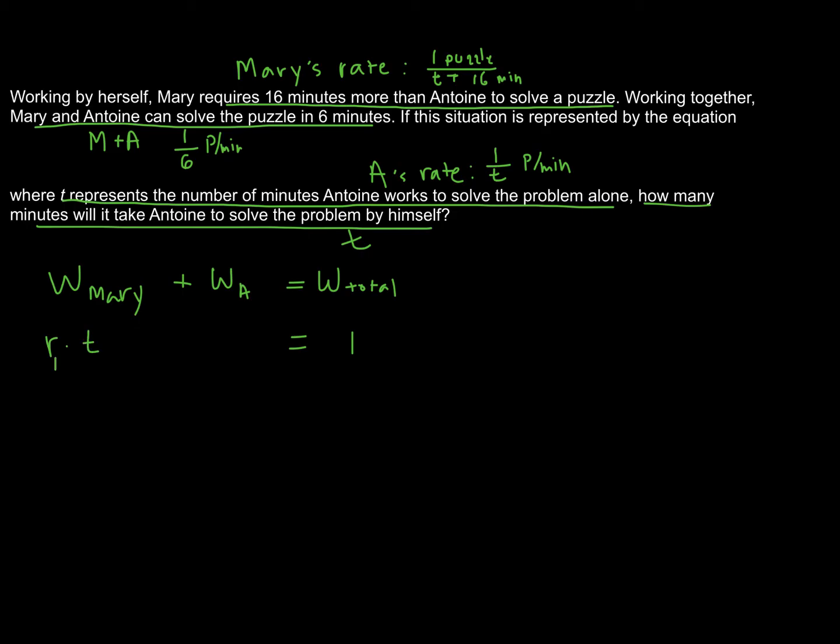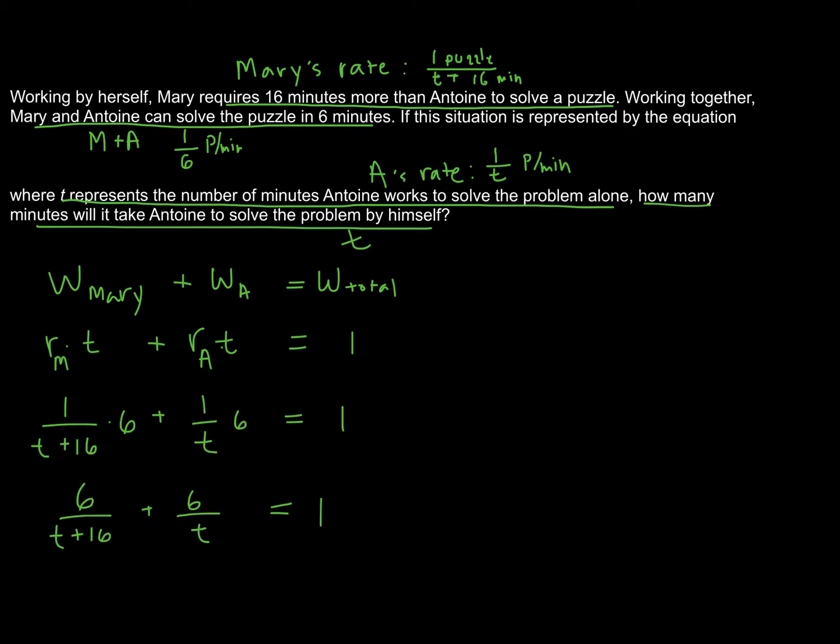So I'm going to label this R sub m for the rate at which Mary works, plus the rate at which Antoine works times the time that they work for. And now I'm actually able to input these values because I know the rates at which both of them work, and I know the time that they spend working together, which was 6 minutes. So there I have inputted now the expressions that I noted in the problem, and I have an equation that will probably look familiar to you.